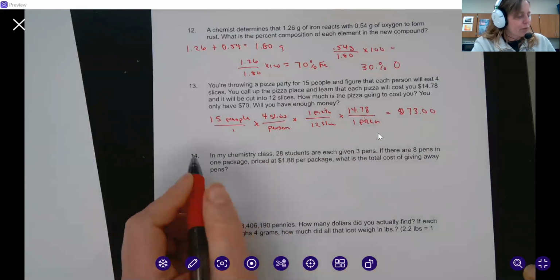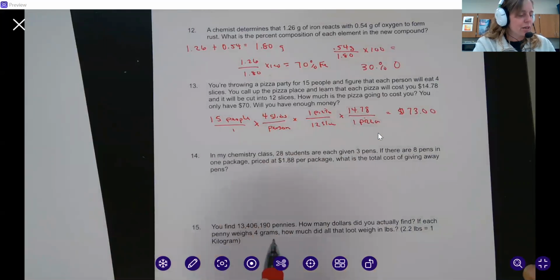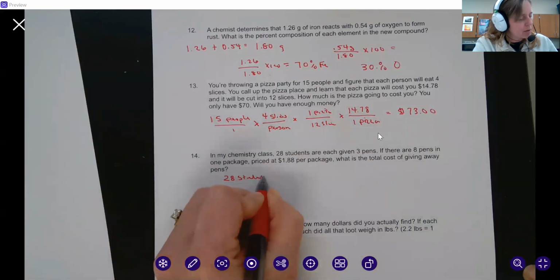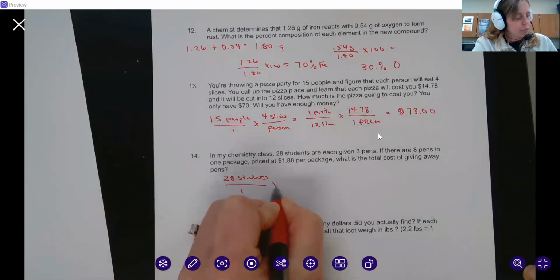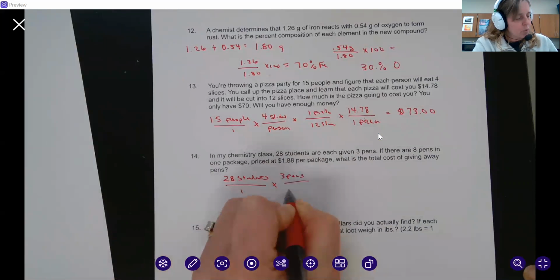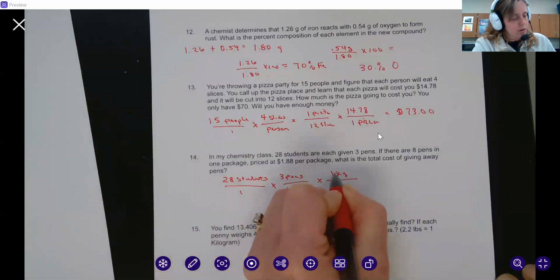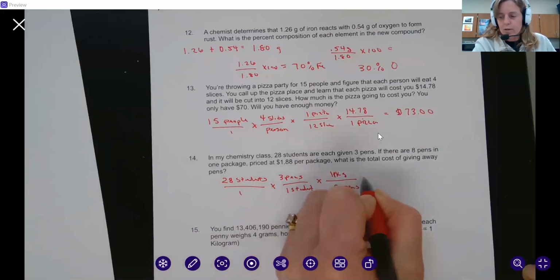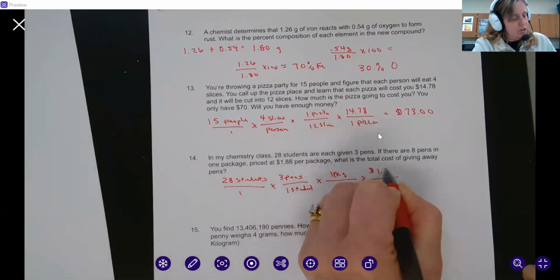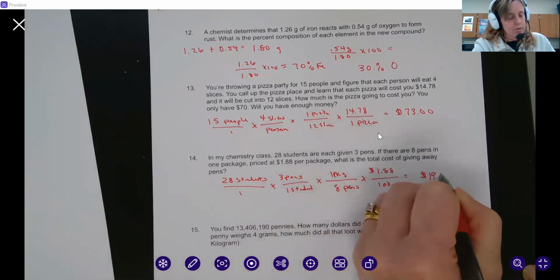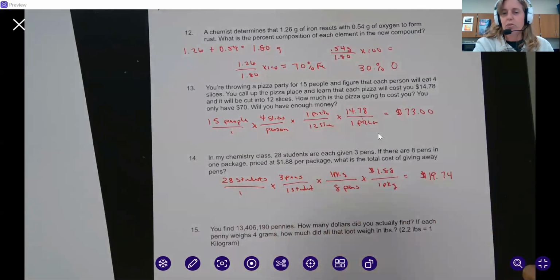All right. Now, in my chemistry class, you have 28 students who are each given 3 pens. If there are 8 pens in one package priced at $1.88 per package, what is the total cost of giving away pens? Okay, so you have 28 students, right? And 3 pens per one student. And one package is 8 pens, and each package costs $1.88. So that's going to cost you $19.74. Okay, so you better bring $20.